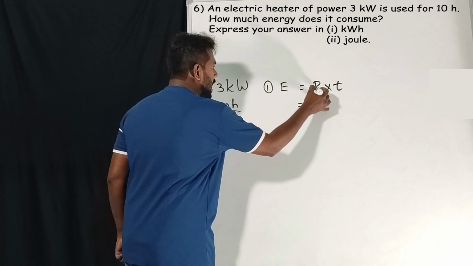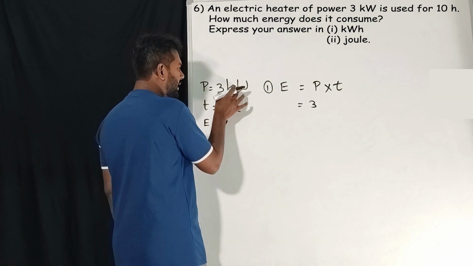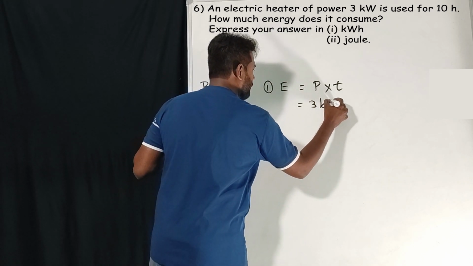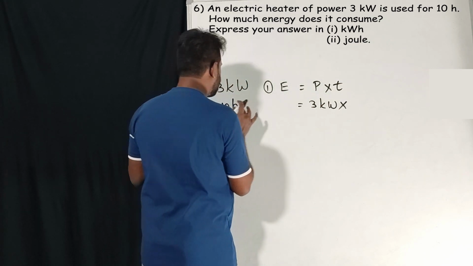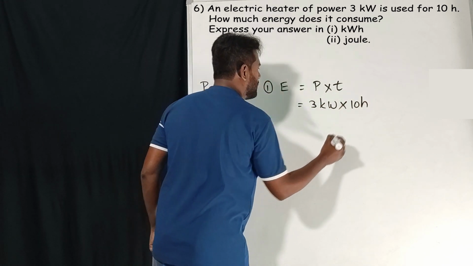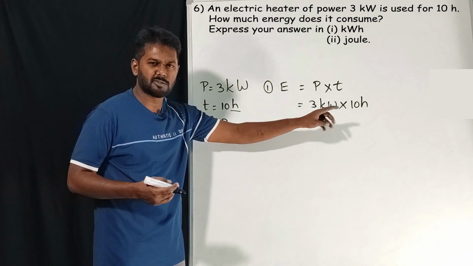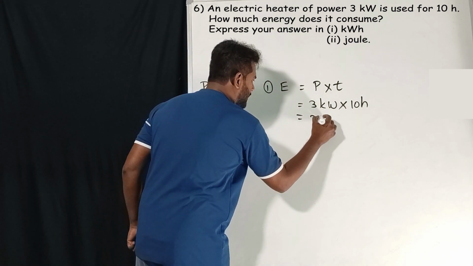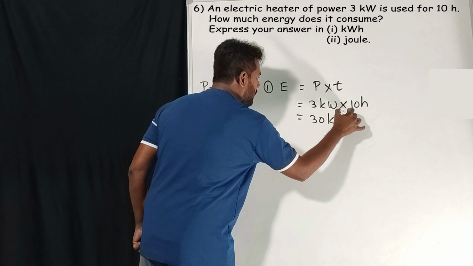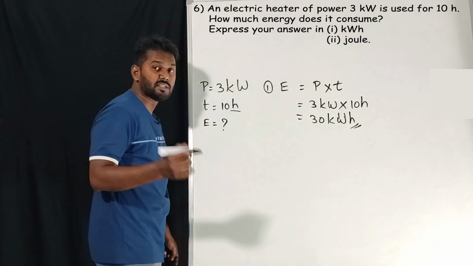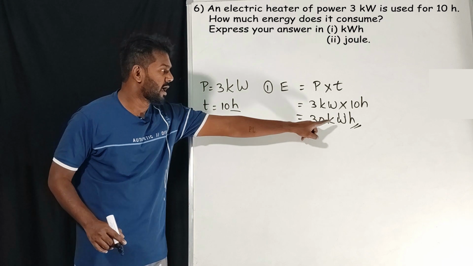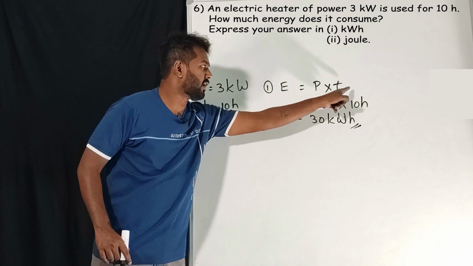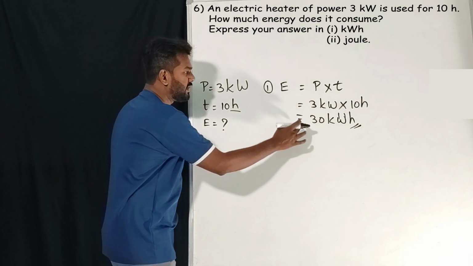Now they have given power in terms of kilowatt. Write that value as it is, then you will understand why. So 3 kilowatt into time, given as 10 hours, correct? In all the questions we did not write the units, but in this question we are writing them. Why, you will understand here. 3 into 10 is 30 kilowatt hour. See the question properly. We have to find the energy in terms of kilowatt hour. We got kilowatt from power and hour from time. That's it. So 30 kilowatt hour.